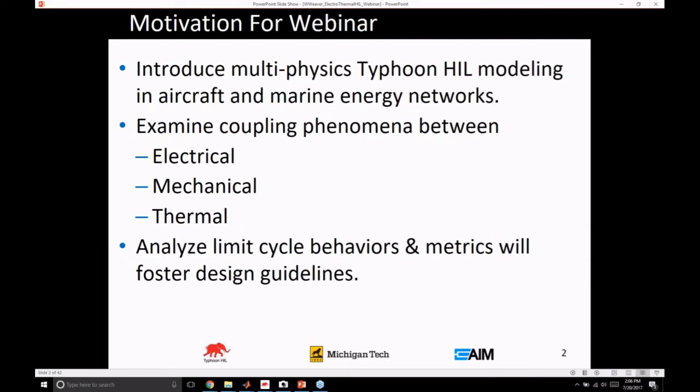For the coupling phenomena, I'm mostly going to be looking at electrical and thermal, and of course there are some mechanical issues in there as well. And again, what we're going to be doing is looking at some of the small signal analysis techniques, particularly where they focus in on limit cycle behaviors in a pulse network, and the metrics that hopefully, if not already figured out, are going to come out of some of this work for future designs.